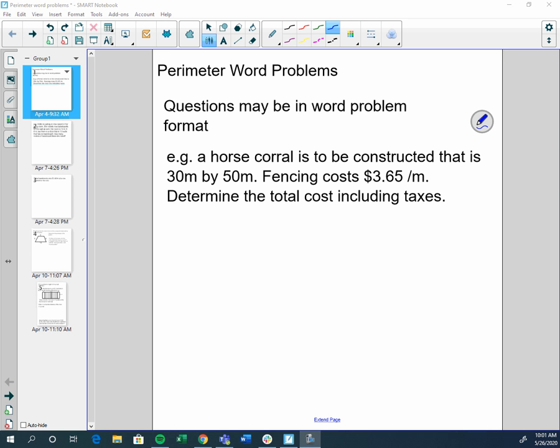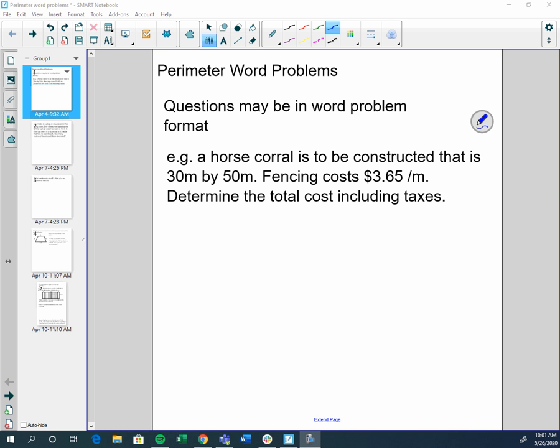Okay, so we looked at perimeter in the last lesson, and now we're going to take that one more step and look at different types of word problems here. So I've got a few examples for you, and then there'll be a short little assignment. I'm just going to do examples here.